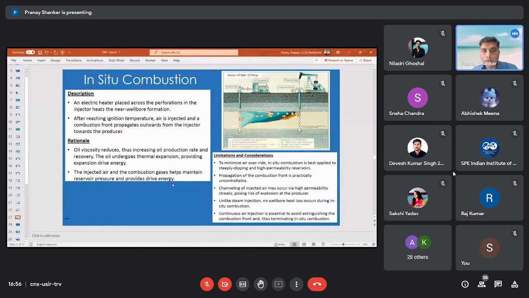And then comes in situ combustion, where you place an electric heater near the perforation in the injector well and increase the temperature of the near wellbore area. Once the temperature reaches the ignition temperature, you inject air from the surface, which creates combustion. That combustion front moves within the reservoir, heats up the oil zone and reduces the viscosity, and hence increases your oil rate and recovery. So this is in a nutshell the overview of thermal EOR.